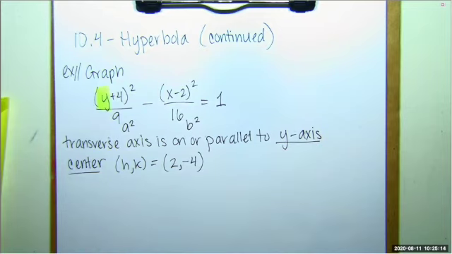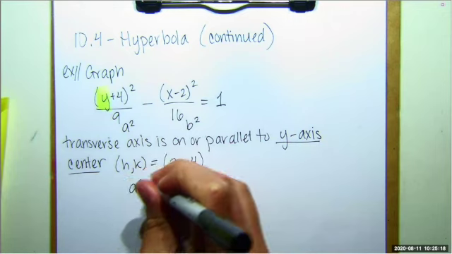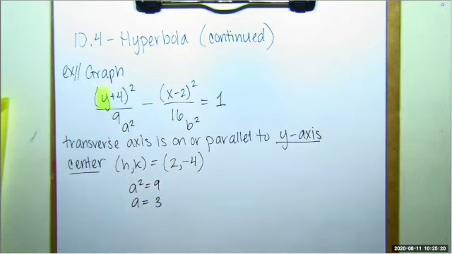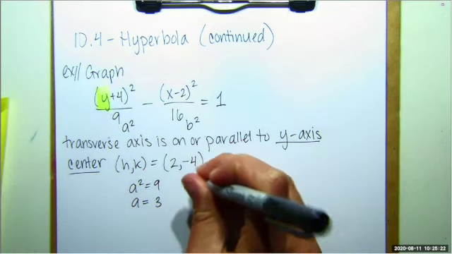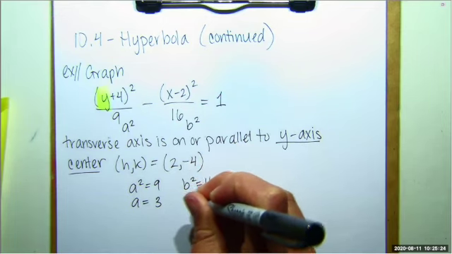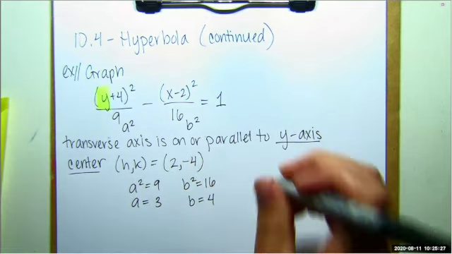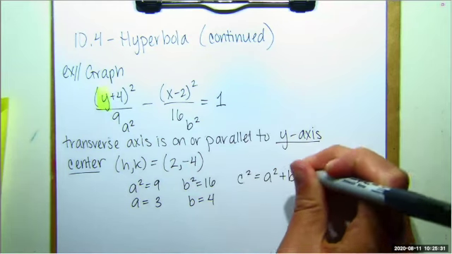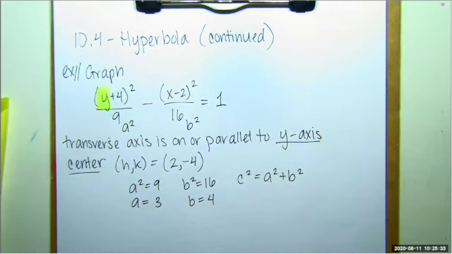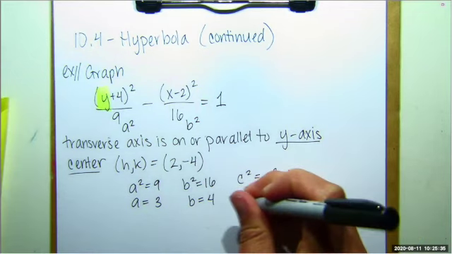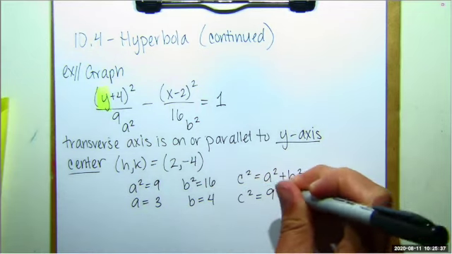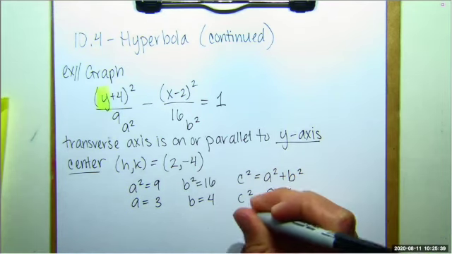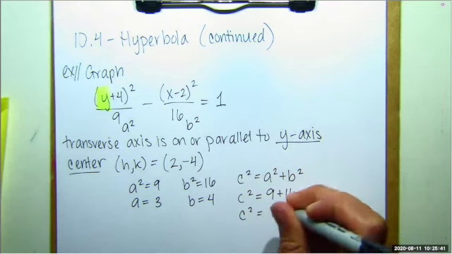And we go from left to right in alphabetical order. All right, so we have a squared is 9, which means a is equal to 3. We got b squared is equal to 16, which means b is equal to 4. And then we have c squared is equal to a squared plus b squared. So c squared is equal to 9 plus 16. So c squared is equal to 25, so c is 5.